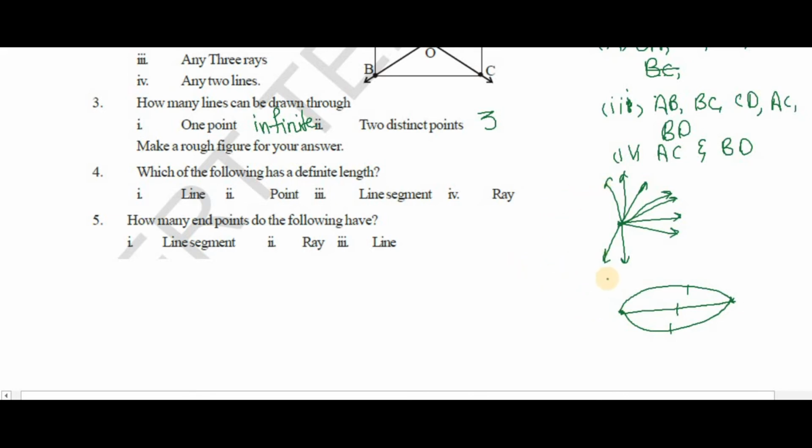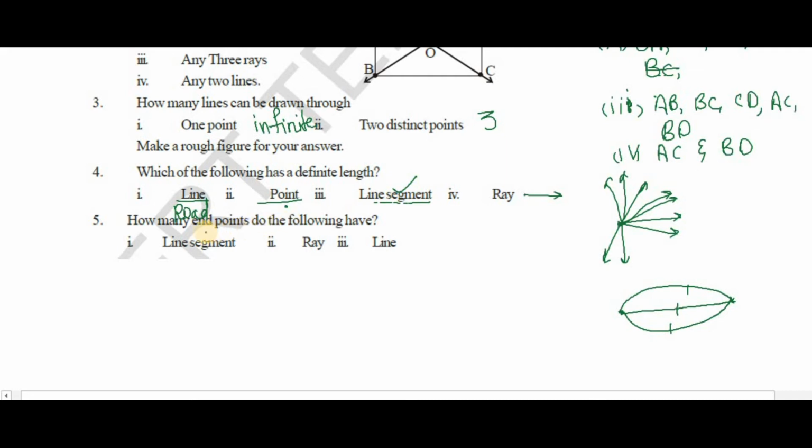Which of the following has definite length? We already know that a line has no length, because the example of line that we selected? Yes, road. And point, no size only. How can we have length? Yes, line segment. And we all know that a ray will start from one point and it will move on endlessly in one direction. So that is the reason the answer is line segment.